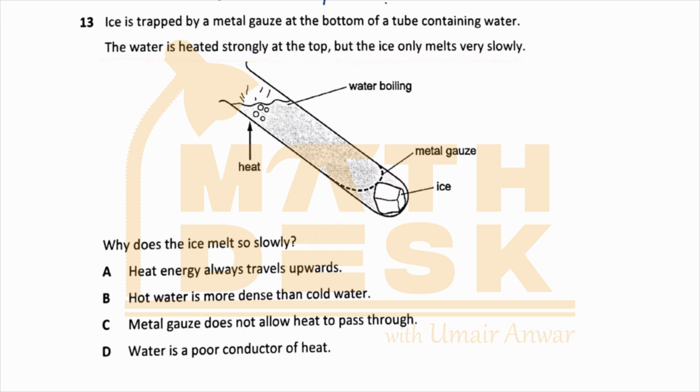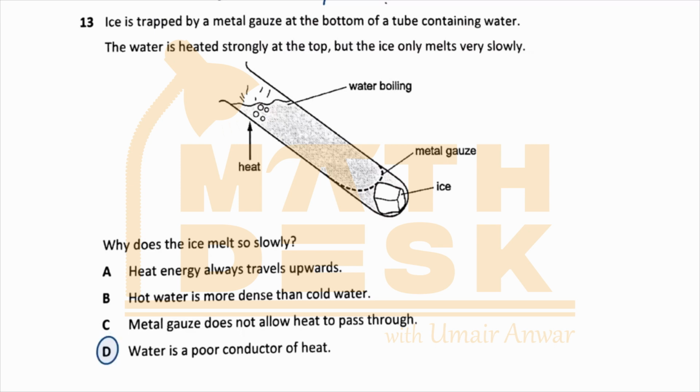Heat energy always travels upwards. Heat energy is more dense. Hot water is more dense than cold water. Metal gauze does not allow heat to pass through. Water is a poor conductor of heat. So the option here would be D, because water is a poor conductor of heat.